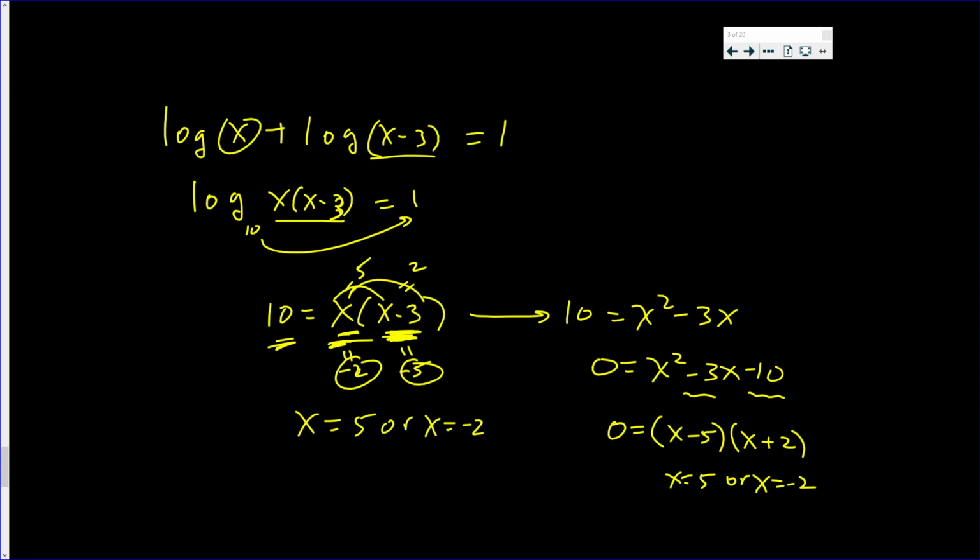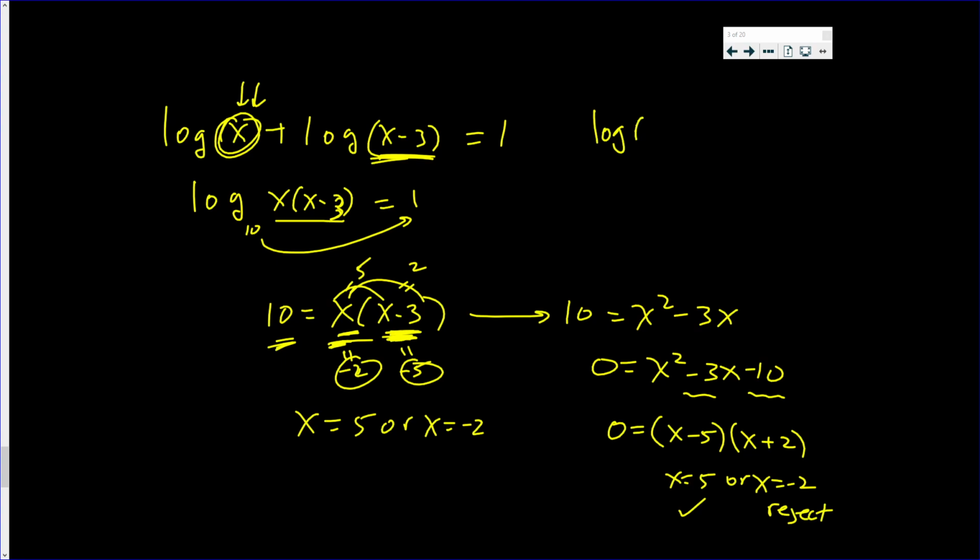Let's try 5. Well, that will be positive. It will be 5, and this will be 2. 5 minus 3 is 2. So 5 stays. Well, when x is negative 2, that will be negative 2, and you can't take log of negative numbers. So you reject it. Please don't think just because x is negative, they have to be rejected. That is not true.